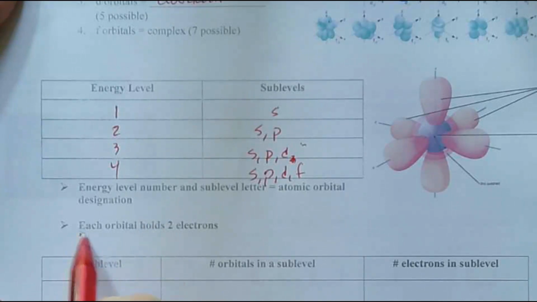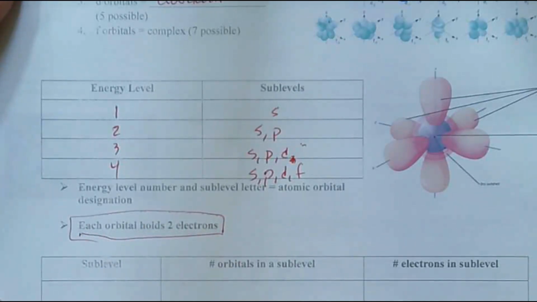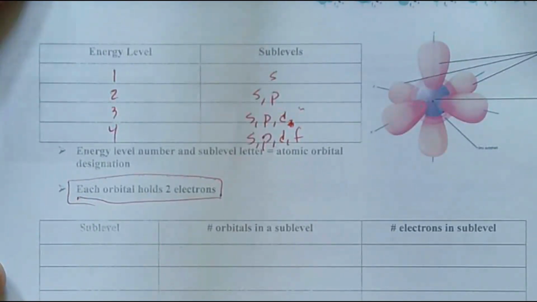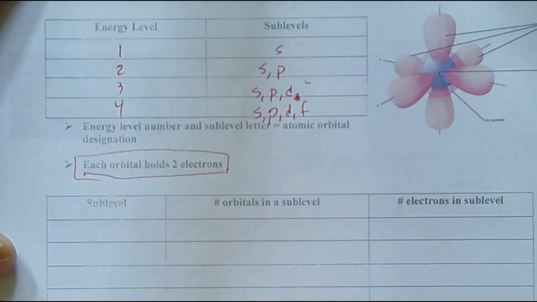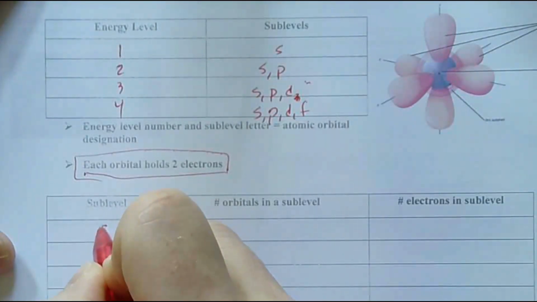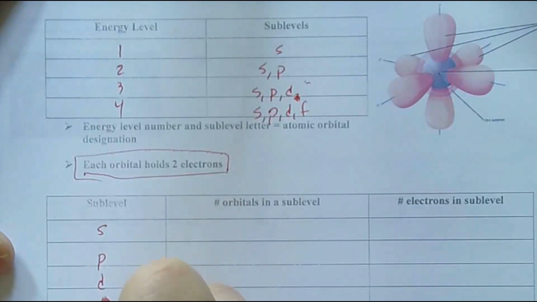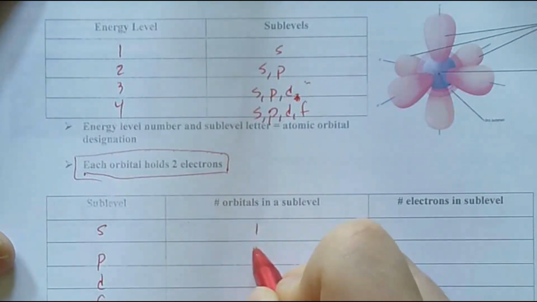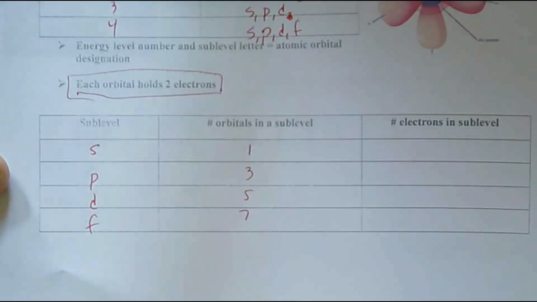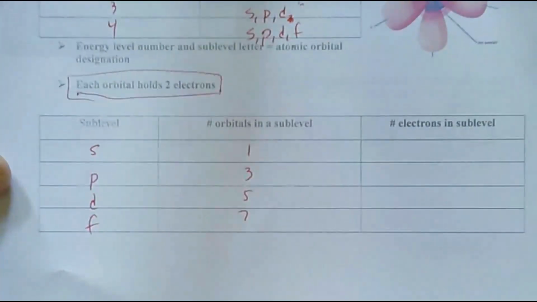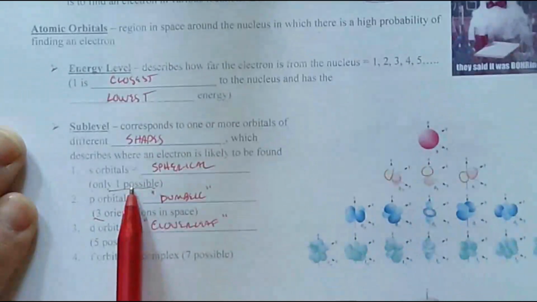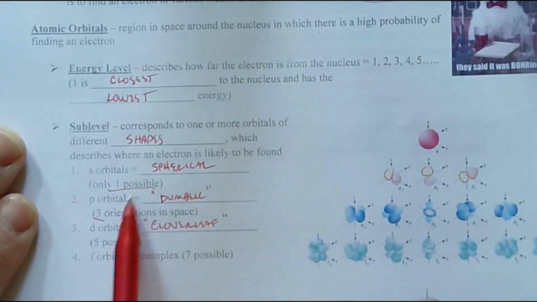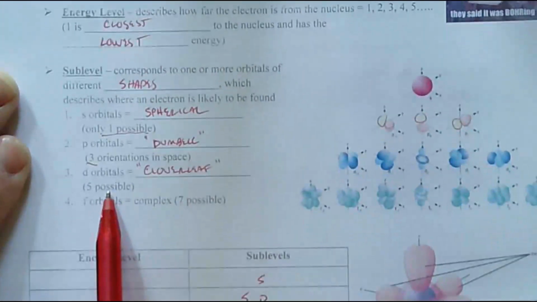So one thing to keep in mind, each orbital can hold 2 electrons. So if we want to look at our sublevels a little bit more closely, in the s sublevel, there's only 1 orbital present. We talked about this up here. S, you only have 1 orbital. P, you can have 3. D can have 5. F can have 7.